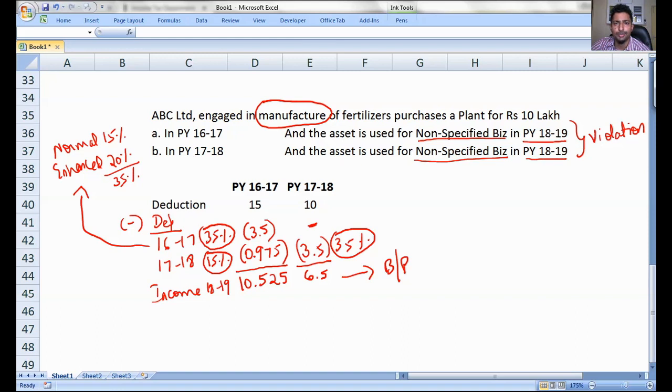So I hope this makes the provisions a little clear, and you're able to apply the changed provisions in an exam scenario. Remember that it's not only important to know the change, it's also important to apply the change when there is a question given on it. Thanks a lot for watching this video.